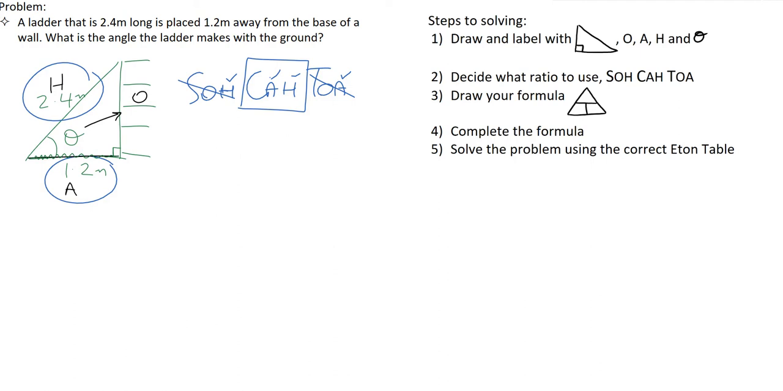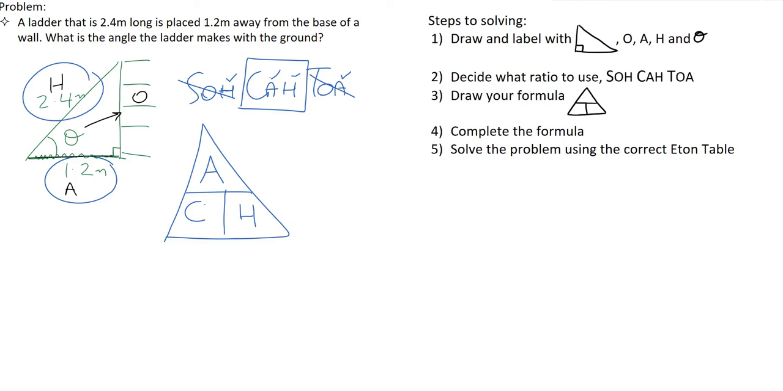Next step is I'm going to draw my formula. I'm going to draw that there, and that stands for cosine, adjacent, hypotenuse. Happy? Some of the stuff is new, so if you're not happy, don't worry about it too much. Now, what do you think I'm going to do? Complete the formula.